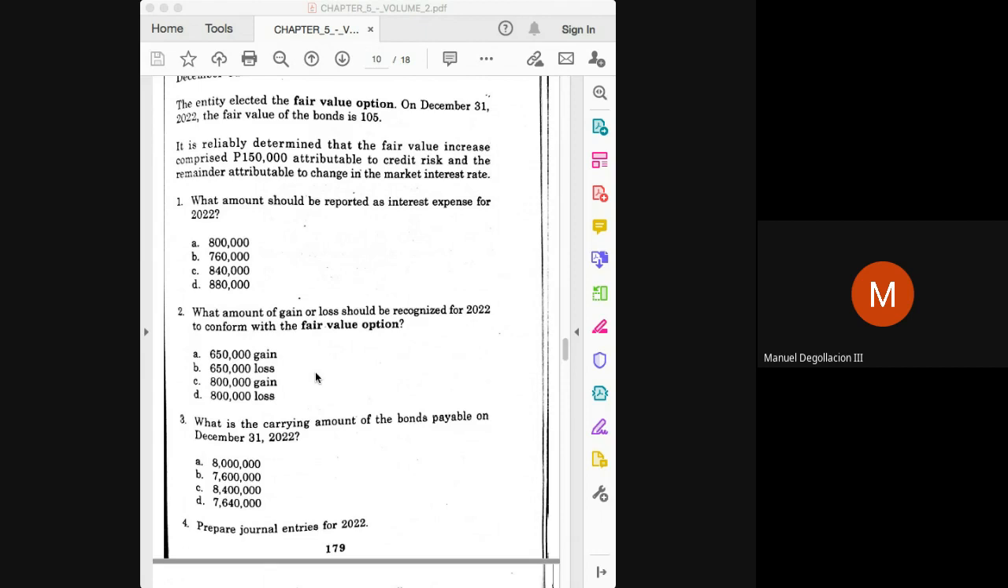So from 7,600,000, there's an increase in fair value of 650,000 plus an additional increase of 150,000, thereby resulting in a total fair value of 8,400,000. Okay. So the carrying amount would simply be the fair value. But as to the difference, we are now splitting it between the amount attributable to changes in market conditions and those based on credit risk. Okay, gain or loss based on change in credit risk goes to your other comprehensive income.